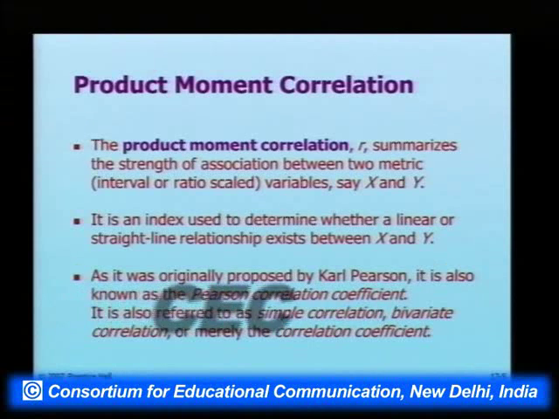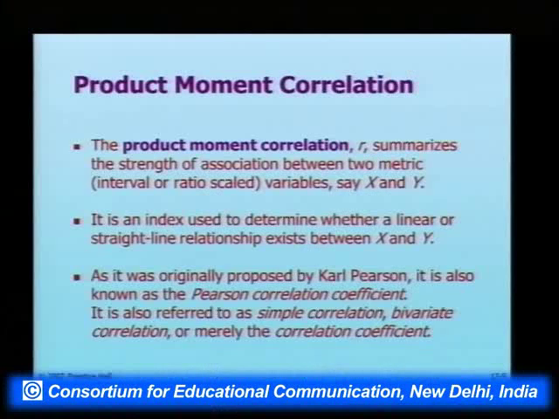As it was originally proposed by Karl Pearson, this is often called the Karl Pearson correlation coefficient, and at times it is also referred to as simple correlation, bivariate correlation, or merely correlation coefficient. So if nothing is mentioned, then correlation coefficient usually means the Karl Pearson correlation coefficient.